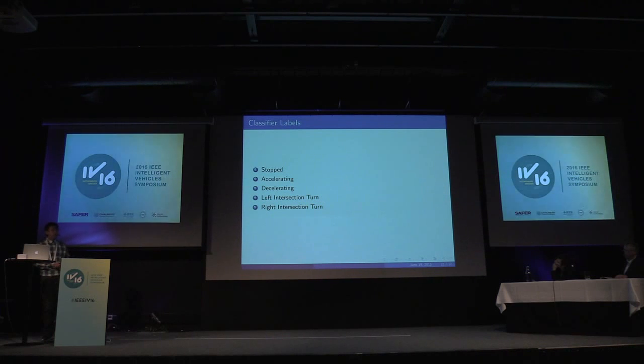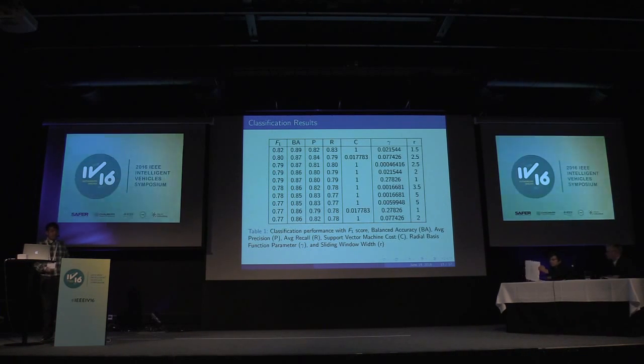All right, our maneuvers of interest. We have a few subsets right here. We want to analyze stopped, accelerating, decelerating, left intersection turns, and right intersection turns. These are some of the basic ones found in the literature. By applying our classifier, we also achieve some very promising results from the labels. These results are aggregated across all the trips we've tested, and we calculate the F1 score. Our top performing classifier using these parameters is 82%. We also calculated the balanced accuracy, which we achieved 89%. Precision, 82%, as well as recall rate, 83%.